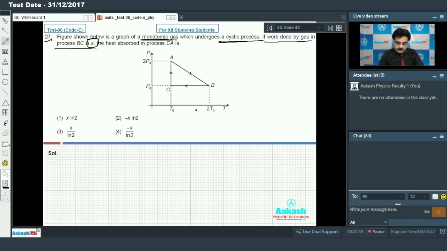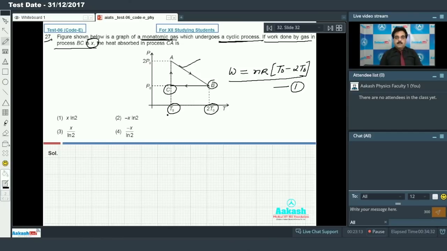So first I am going to take the process B to C, and in this process pressure will remain constant but temperature will change. So this is an isobaric process, right? And if I write the formula of work done in an isobaric process, that is given by number of moles, ideal gas constant, and temperature difference T0 minus 2T0, because T0 is the final temperature and 2T0 is the initial temperature. So as per the formula in an isobaric process, we can make this relation by using this graph. So this is my relation number 1.